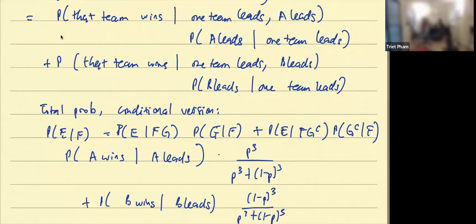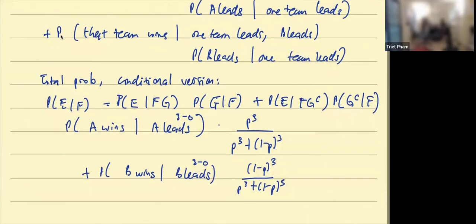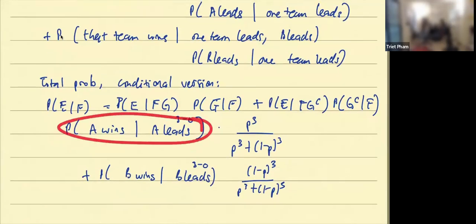All right. So now the last thing to do is to calculate this probability, and let's throw in 3-0 here just to clarify. Then we'll be done. So what would this be, for example? Given A leads 3-0, what's the probability A wins the series? What would that be?